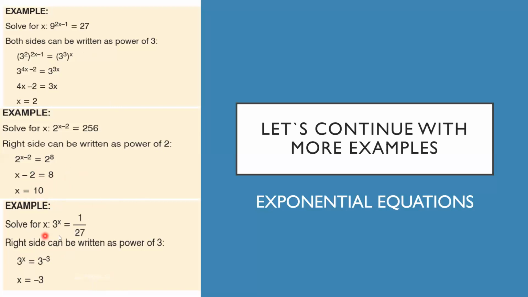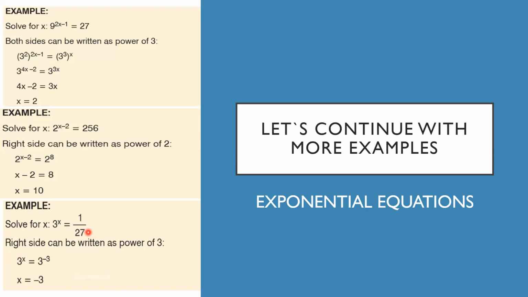Okay, it says solve for x: 3 to the power of x equals 1 over 27. Guys, the easiest trick here, you need to figure it out when you look at it. 27 is 3 to the power of 3, right? Now it is 1 over 27. If you write 3 to the power of negative 3, remember we said 1 over the positive power, then it's going to be 1 over 3 to the power of 3, which is 27.